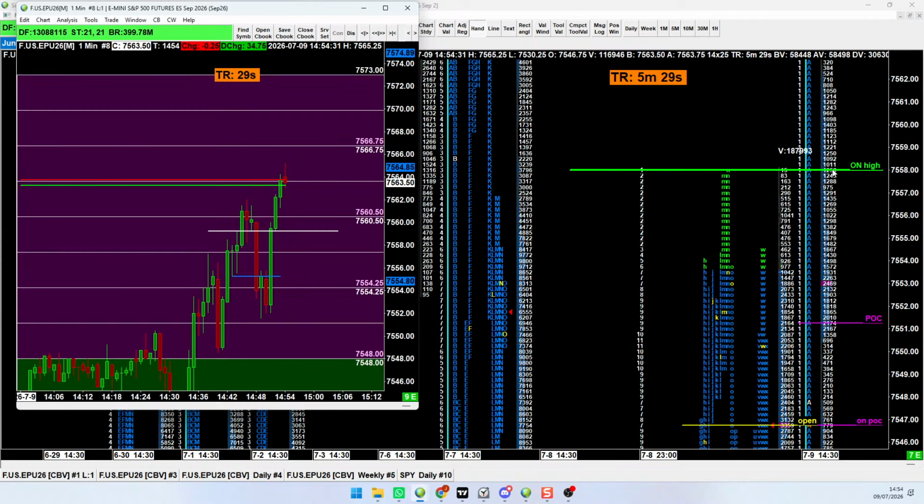How many people do you think are short on the overnight high? Look at these candles. We're from 75.52 to 75.64 in 3 minutes.